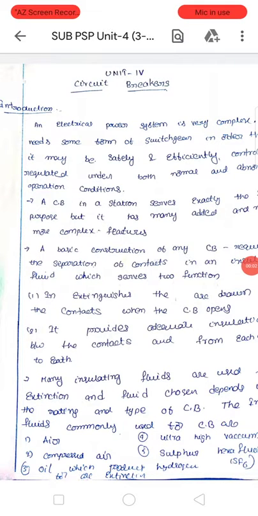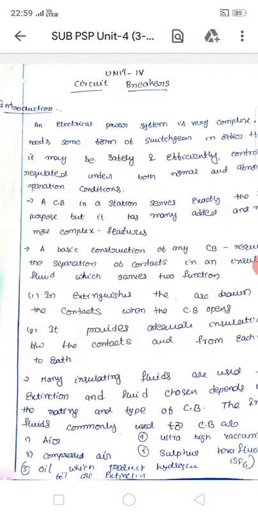Hi students, I am discussing the fourth unit, circuit breakers. First of all, what is a circuit breaker? Whenever a fault occurs in an electrical circuit or power system, the fault needs to be removed and the remaining equipment kept operating. That's why we are choosing this switchgear device, the circuit breaker.